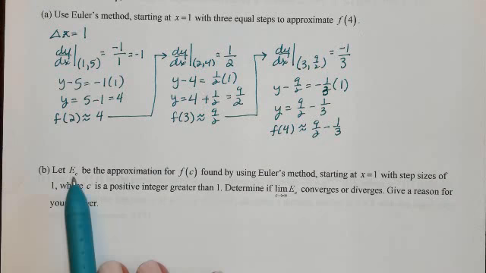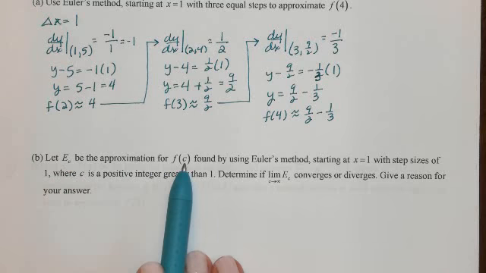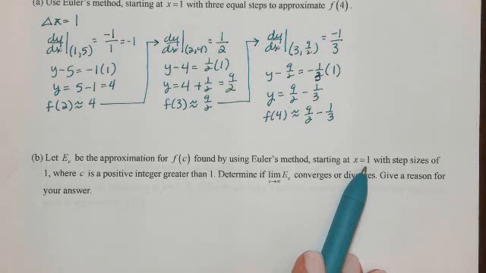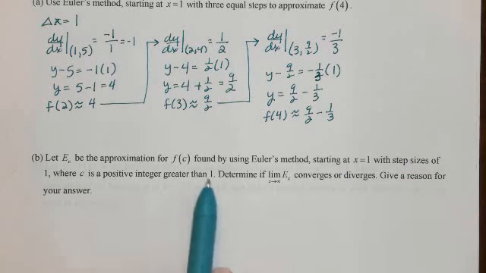Part B. Let E sub c be the approximation for f of c found by using Euler's method starting at x equals 1 with step sizes of 1, where c is a positive integer greater than 1.